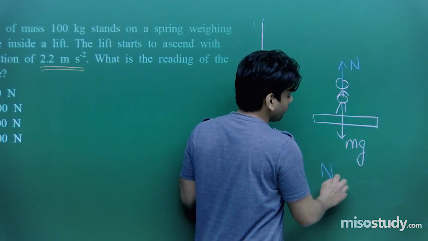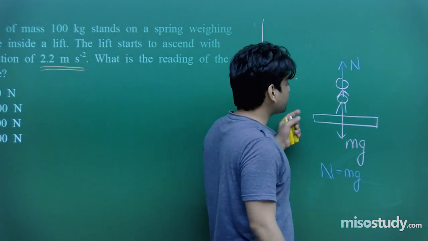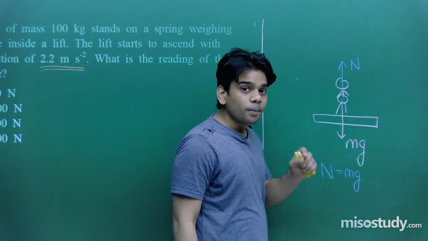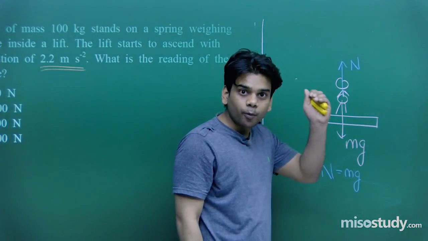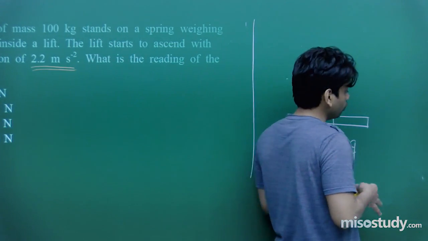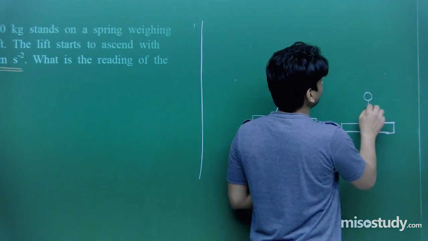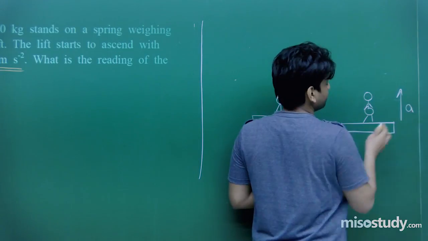So normally what we do is N equals mg. Now here, since it was static, not in motion, we directly did N equals mg. But whenever the lift is in acceleration, either upward or downward, I'm going to tell you a method you have to apply whenever it moves with an acceleration.